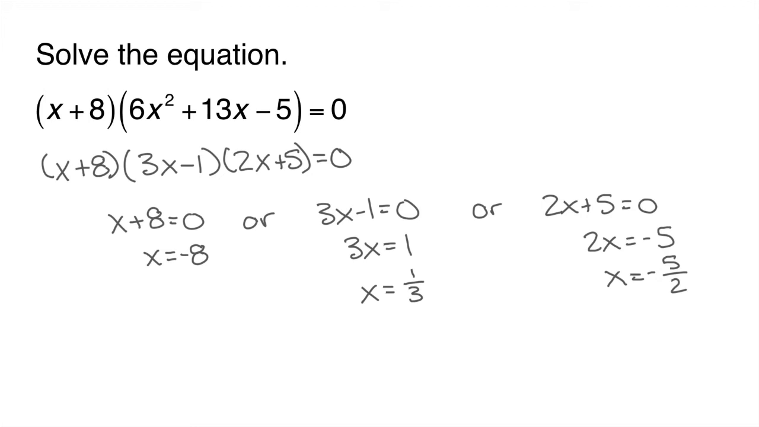And similarly, when we substitute negative 5/2 in for x, the second factor is equal to 0, so we have (negative 5/2 plus 8) all times 0, which is 0. The solutions check, and so our solution set is the set containing negative 8, negative 5/2, and 1/3.